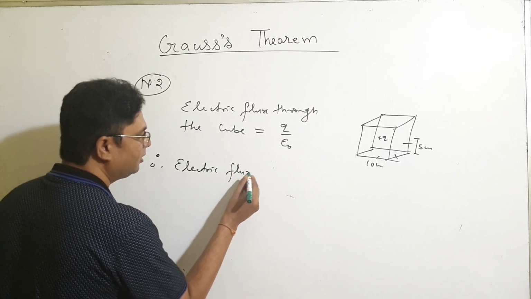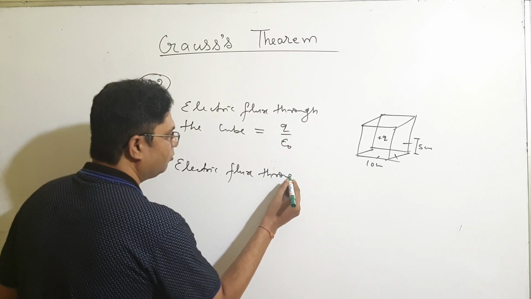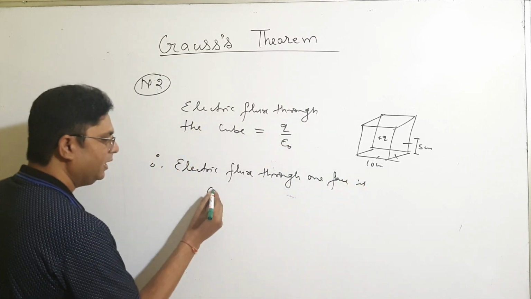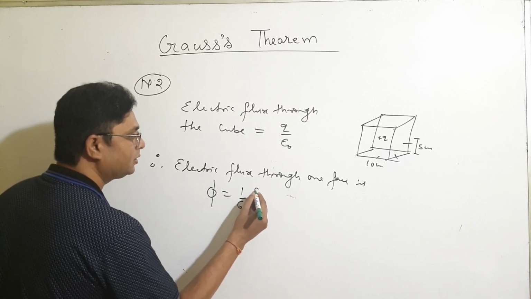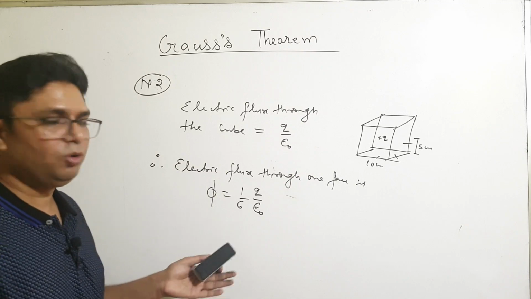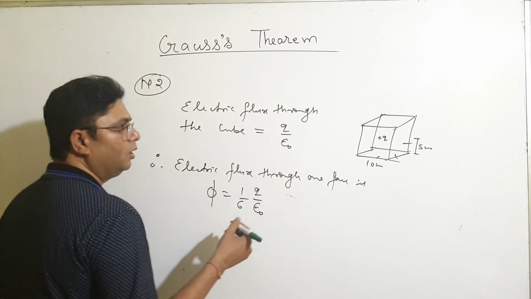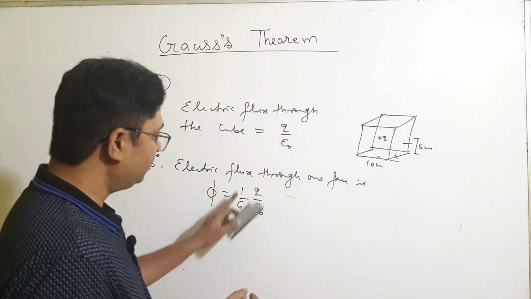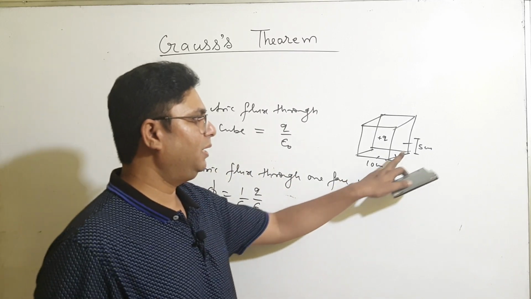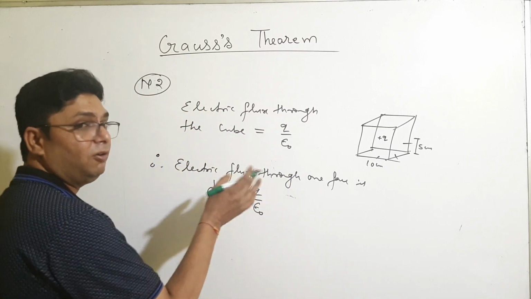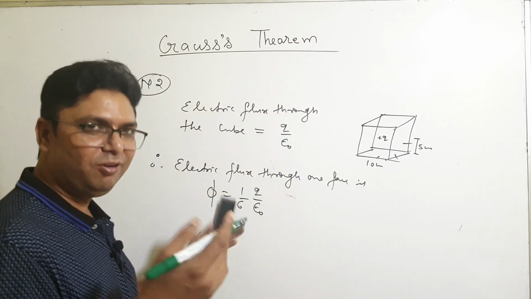Therefore, electric flux through one face is phi equals 1 by 6 Q by epsilon naught. Now after putting the value, you will get the answer. So if the value of charge is given, okay, because in this question the 10 centimeters and 5 centimeters are not used. So if you know the value of charge, put the value of charge and calculate it, you get the value of electric flux.